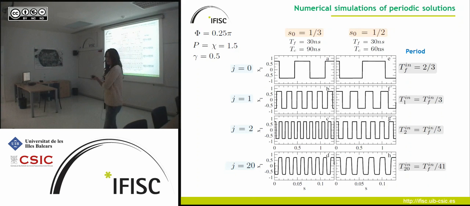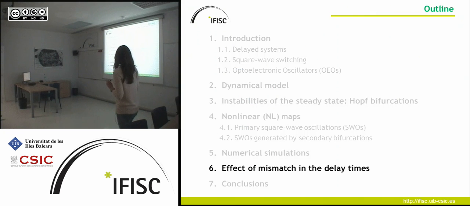All the solutions are stable against numerical perturbations, and the fundamental solution is the one that has the highest margin of attraction. And then, starting from an arbitrary initial condition, one usually ends up in the fundamental solution. Nevertheless, one can select properly the initial condition in such a way that one can make the system operate in any of these harmonics. Finally, we have analyzed what is the effect of a small mismatch in the time delay, in the delay times, on the form of the square wave.